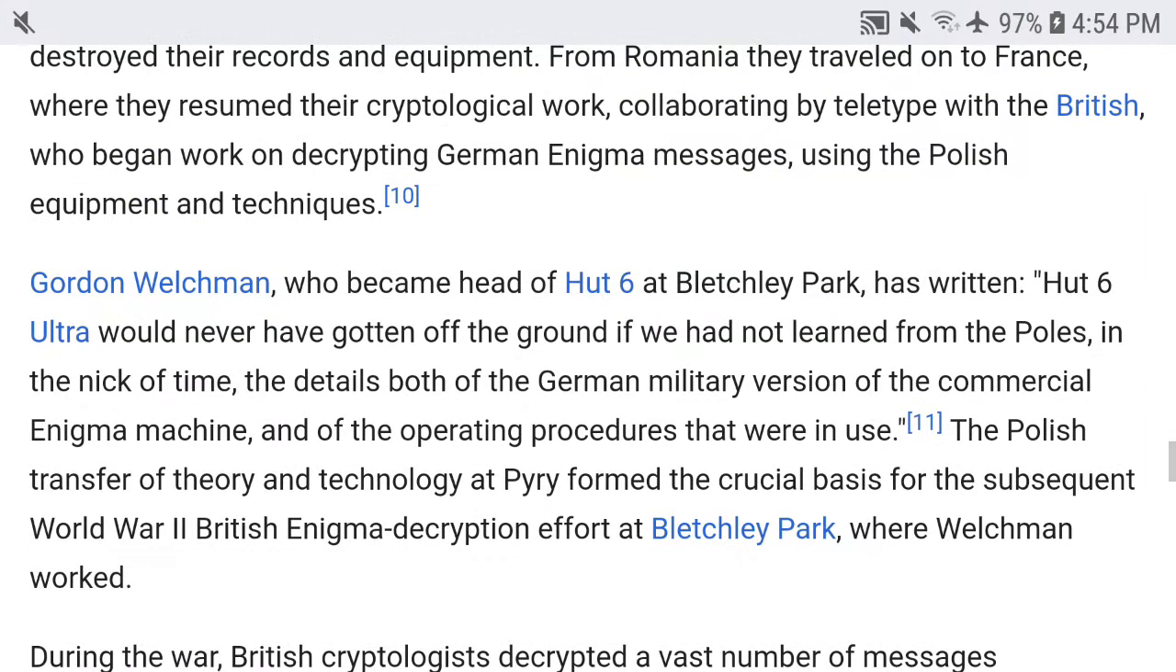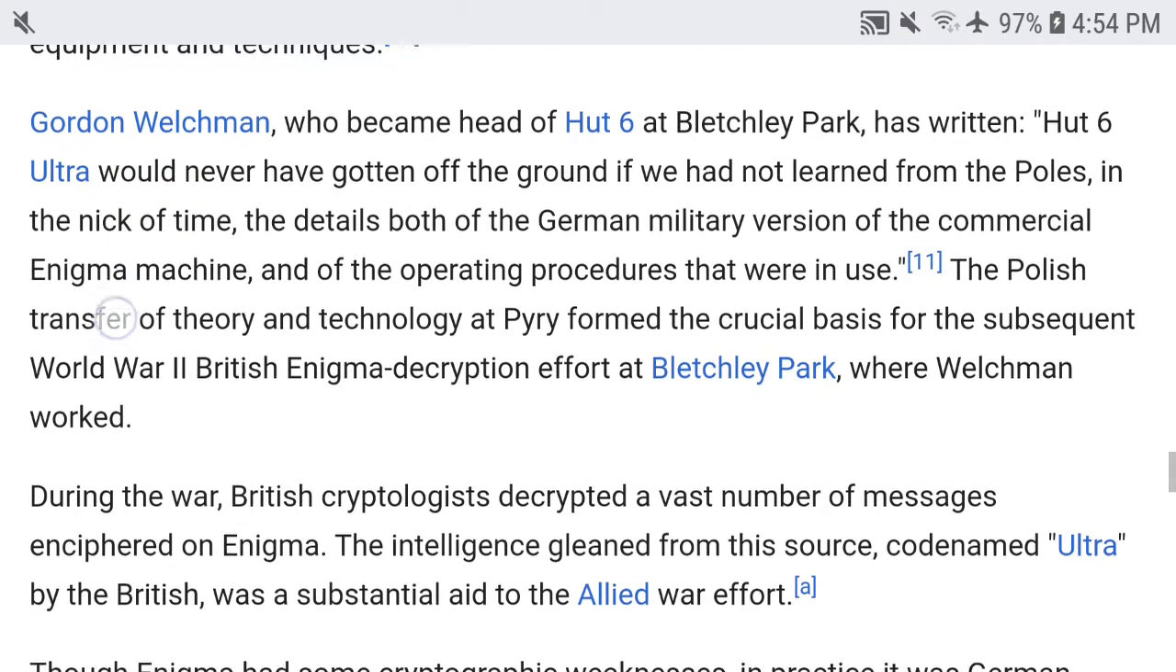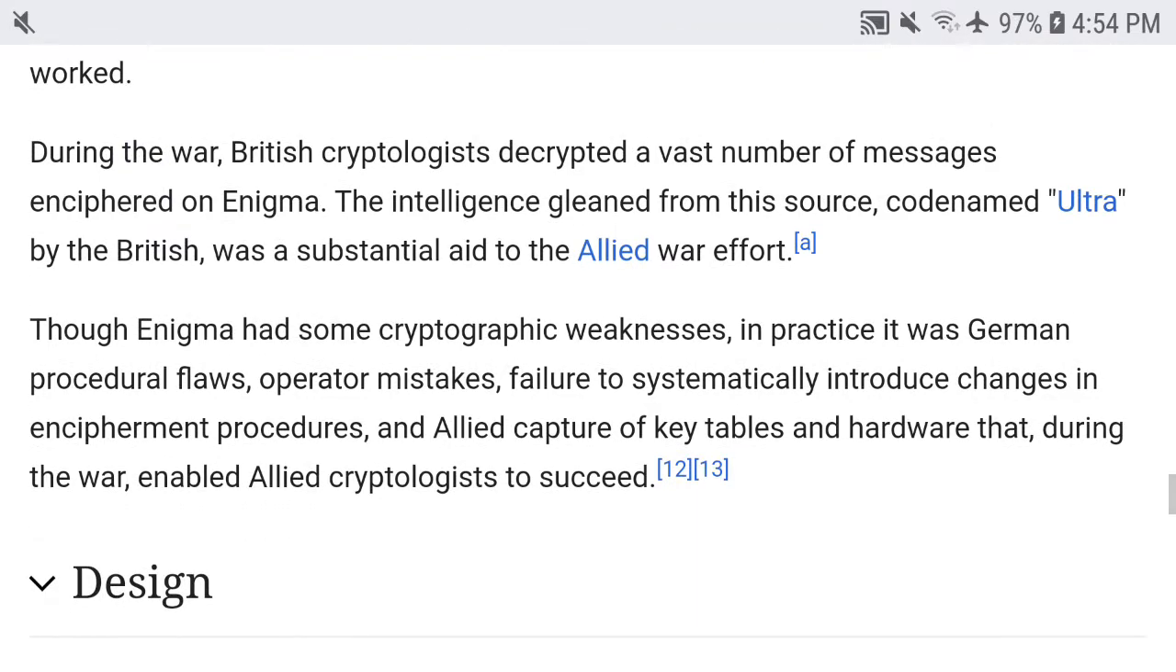So I still don't know how this does, right? Head of Hut 6, Bletchley Park, has written Hut 6 Ultra would never have gotten. Okay, so this is the movie, right? But yeah, I still don't know how to fix it though.